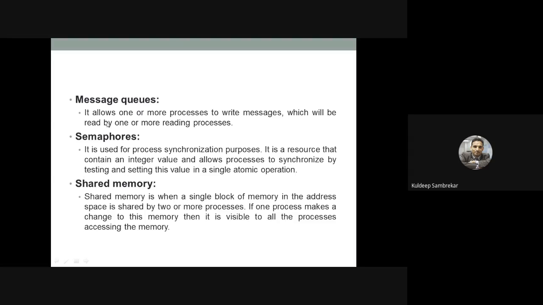I repeat, message queue allows more than one process to write messages. You'll understand with the APIs how exactly it goes. And the same messages will be read by one or more reading processes also. Semaphores are used for process synchronization. That means when two processes want to synchronize, it sets an integer value saying that only that process can make the changes and other processes will not interfere. And shared memory is when the same memory is shared by two or more processes, and if one process makes changes to this memory, then the change is visible to all other processes accessing the memory. Okay, so let's study one by one in detail.